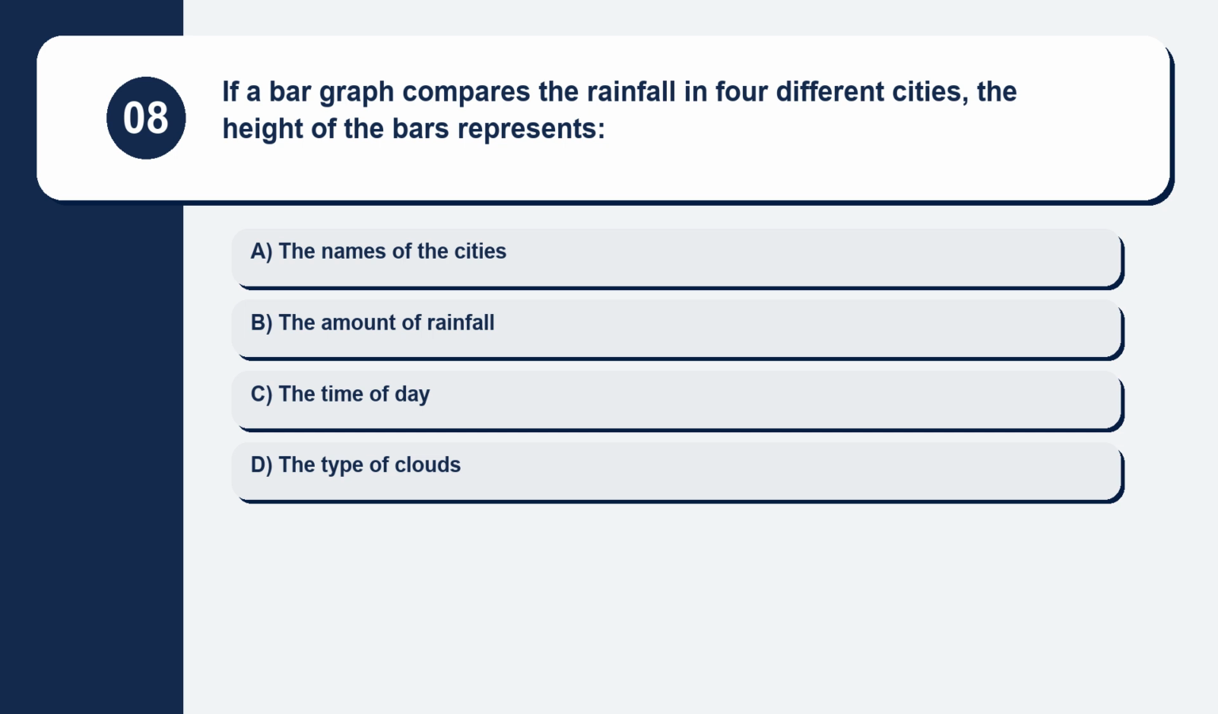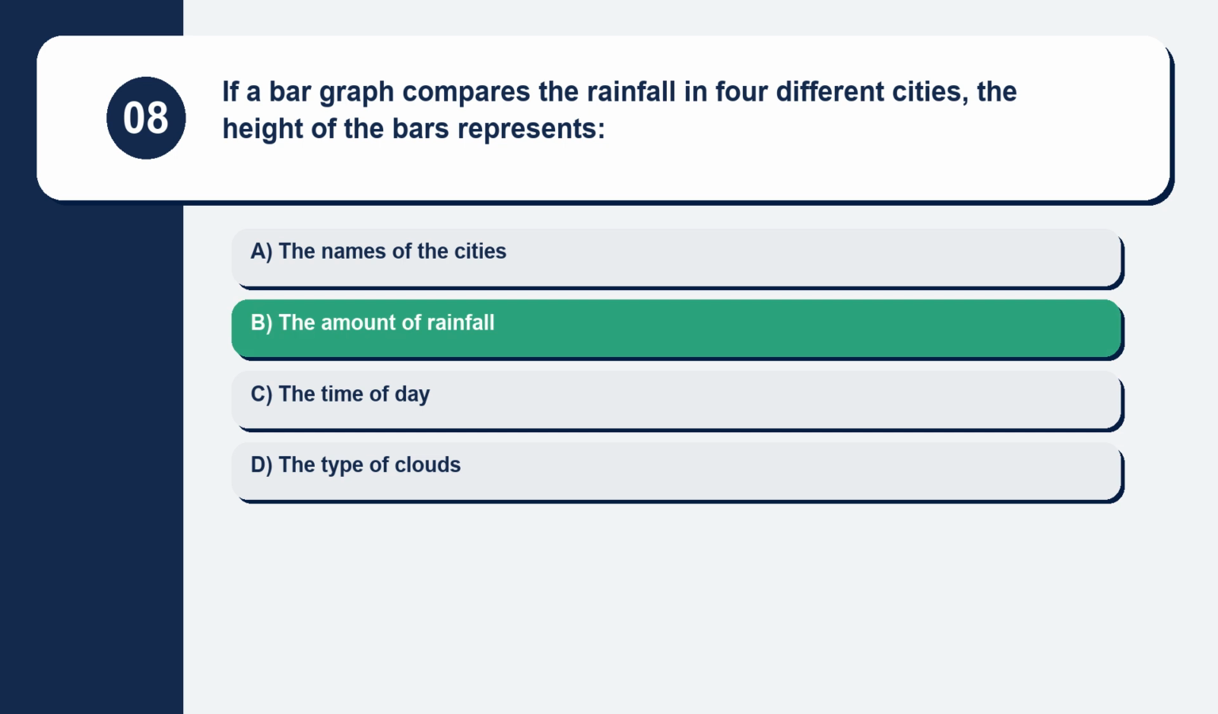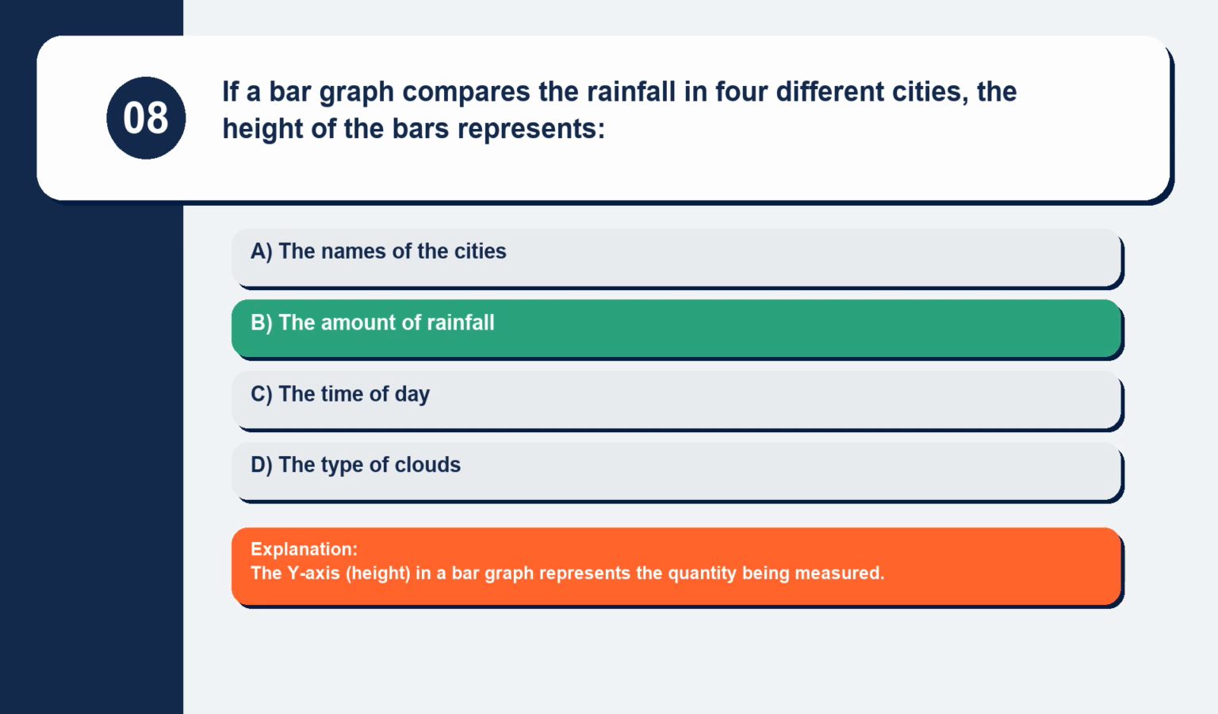Question 8. If a bar graph compares the rainfall in 4 different cities, the height of the bars represents the names of the cities, the amount of rainfall, the time of day, the type of clouds. The y-axis, height, in a bar graph represents the quantity being measured.